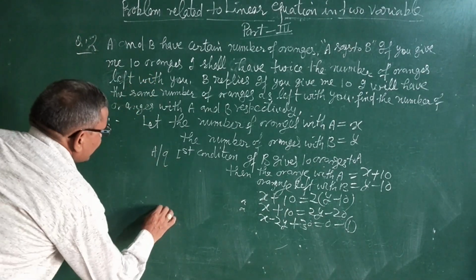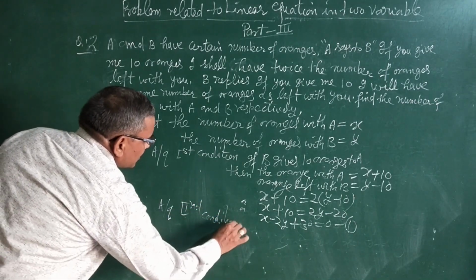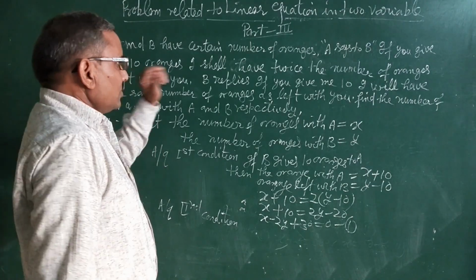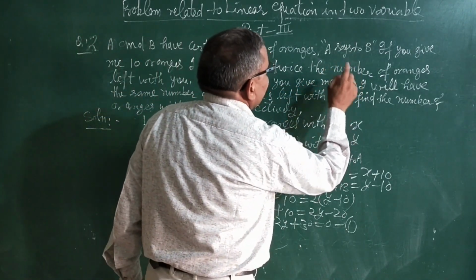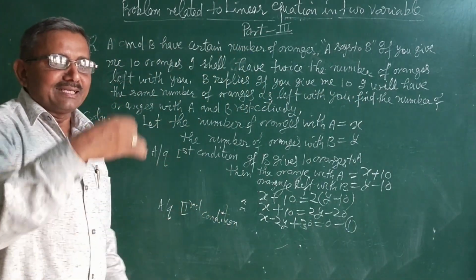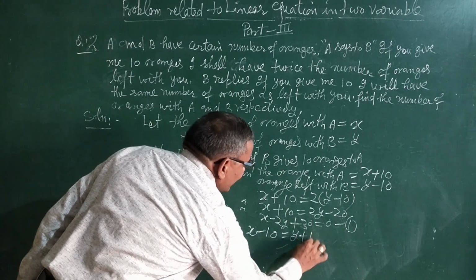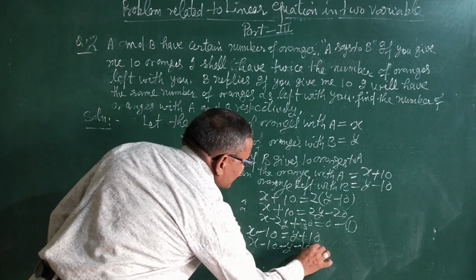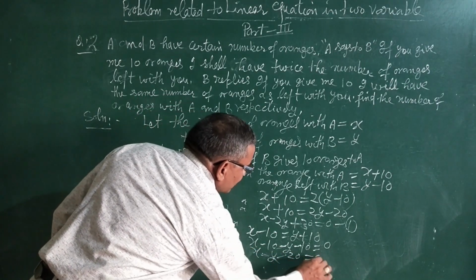According to the question, second condition: B replies, if you give me 10 oranges, means A is giving 10 oranges to B, then x minus 10 is equal to y plus 10, or x minus 10 minus y minus 10 is equal to 0, or x minus y minus 20 is equal to 0. This is equation second.